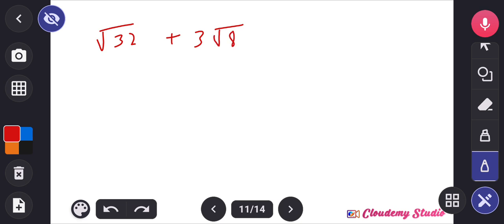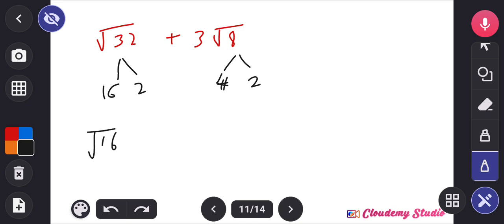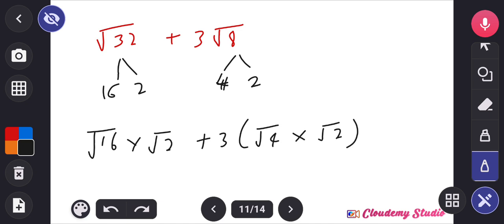You're not told to simplify this. Very, very easy. What are you going to do? Look at this, solve it separately. This one, you have the factor to be 16 and 2. And this one, the factor is 4 and 2. Which means I can write this whole equation as root of 16 multiplied by root of 2, plus 3 into bracket root of 4 multiplied by root of 2. I get what I'm trying to say now.